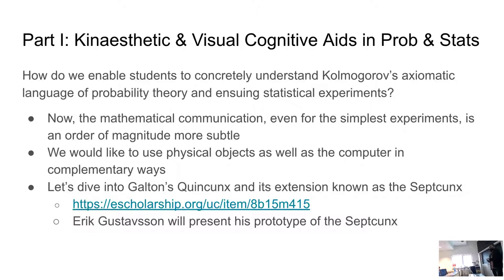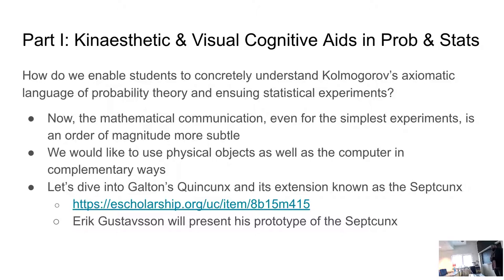But at least in the second cut, we're trying to enable them to understand things in a concrete way, not just with pen and paper. So that means the mathematical communication, even for the simplest statistical experiments, is an order of magnitude more subtle, like what is really meant by measurable maps for a particular experiment. So here we would like to use both physical objects as well as computers in complementary ways. Computers are a lot easier. Physical objects involve taking something like this to classrooms.